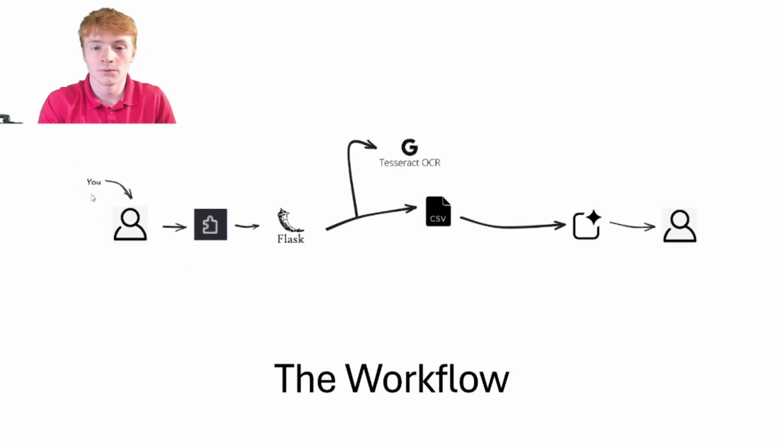First, here's you. You interact with the Chrome extension, which will take a screenshot of your ESPN page. The front end of the extension sends it to Flask, and Flask uses Tesseract OCR to query the CSV database and find the player info. And it sends those players along with their info to the Gemini AI, which will return trade recommendations to the user.